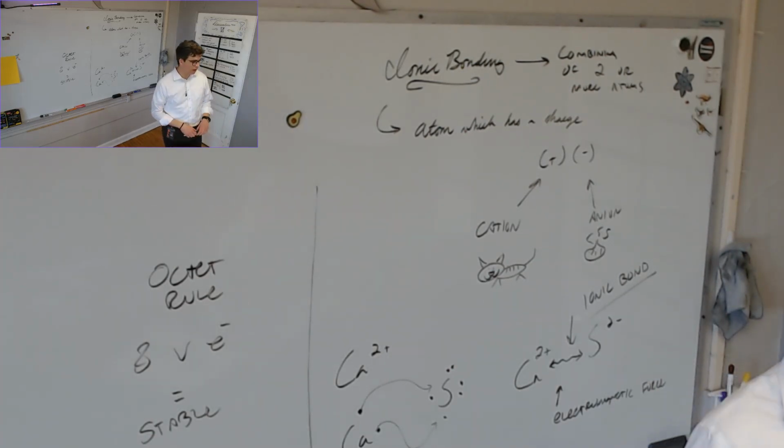Generally, what kind of elements lose electrons? Metals. The left side is metals. Generally, what kind of atoms gain electrons? Non-metals. So usually we find anions that are these, and cations that are these.